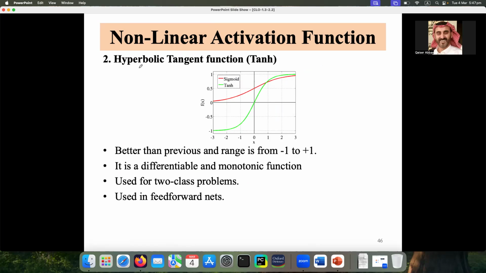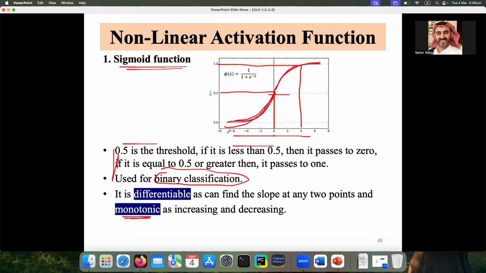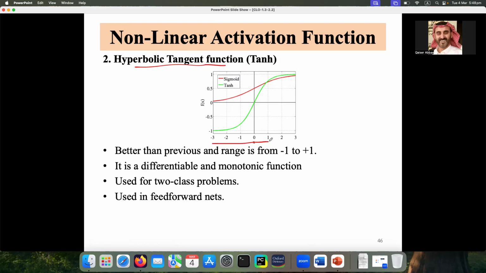Moving next, hyperbolic tangent function, or tanh. The green curve you are seeing here is the tanh, and the red one is the sigmoid. Previously you could say that this green one looks more like a sigmoid according to that previous diagram, but the values here are changed. Those values are going up to -8 and +8, and this is only -3, so the curve is short.